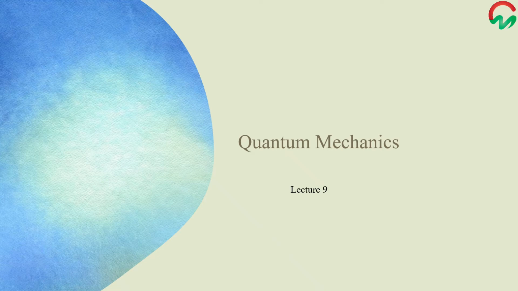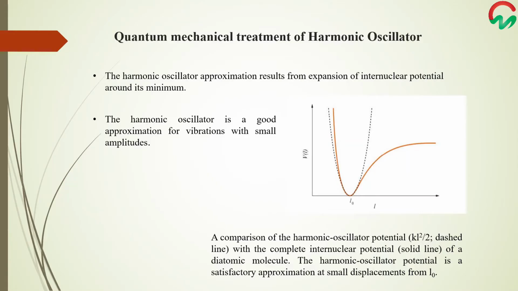In this lecture, we are going to discuss the quantum mechanical treatment of harmonic oscillator. Students, before going into the quantum mechanical treatment of a harmonic oscillator, we will discuss how good this approximation is for a vibrating diatomic molecule. For this, we will discuss the internuclear potential for a diatomic molecule, which is illustrated here by the solid line curve.